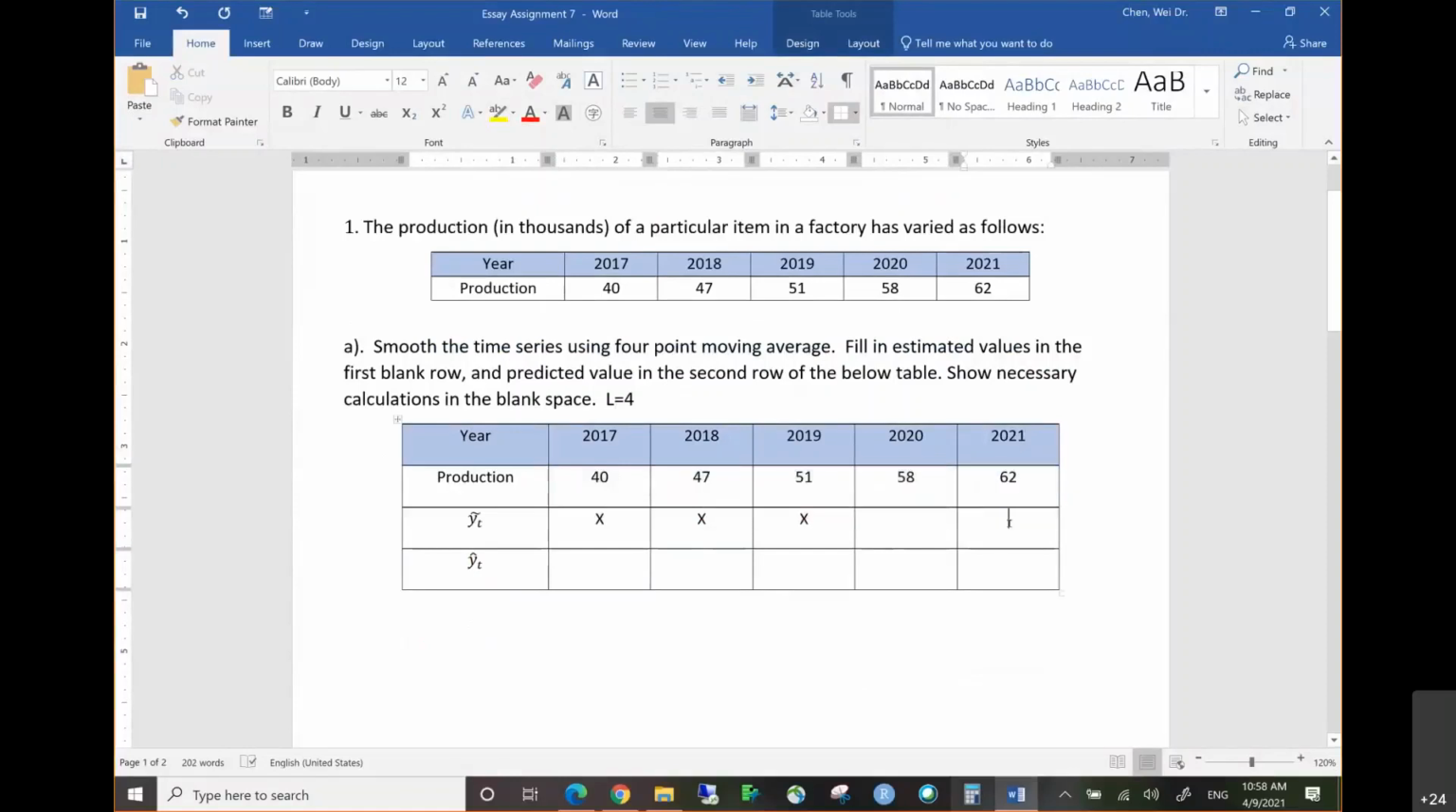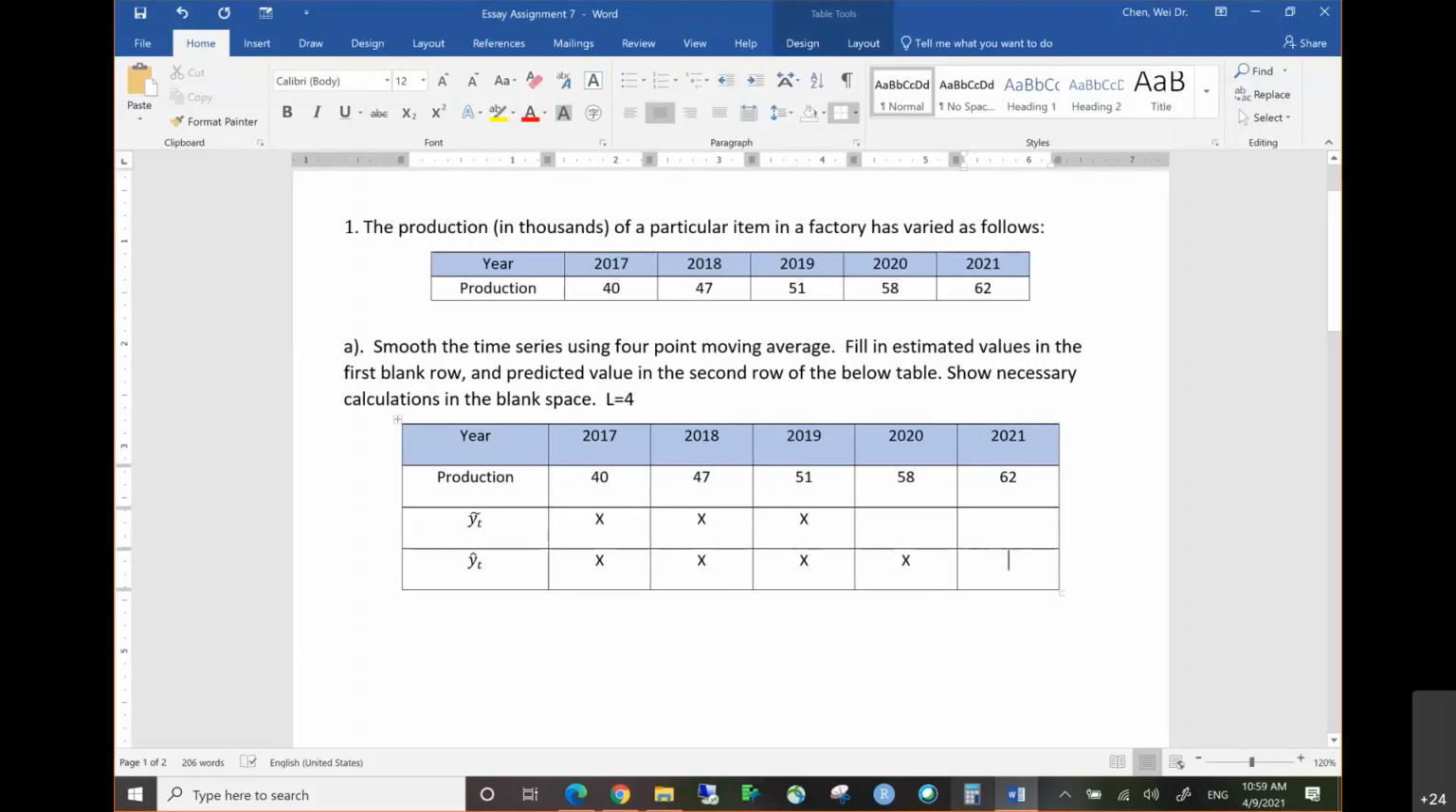And then when you make the prediction, do you have the prediction for 2017? No, because you don't have the previous estimated value. For 2018, again, not available. 2019, not available because you don't have the previous 2018 estimated value. For 2020, also no estimated value. Then for 2021, you have one estimated value for 2020, so for 2021 you have the predicted value.